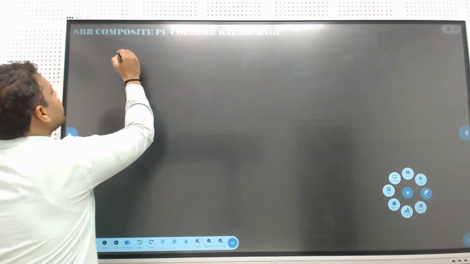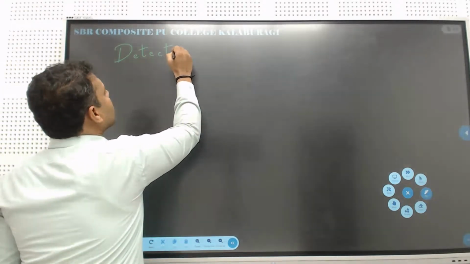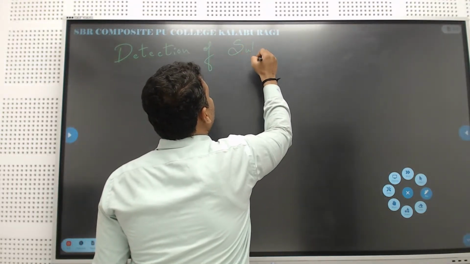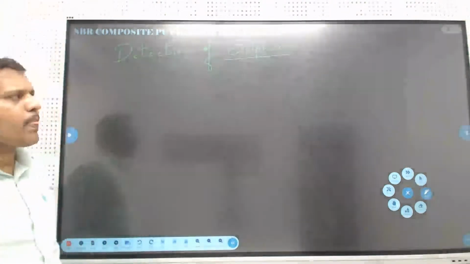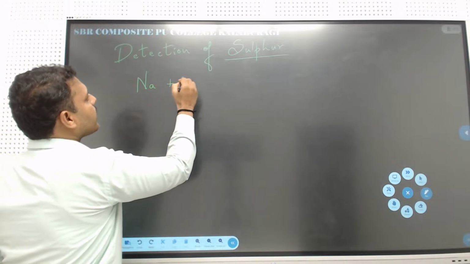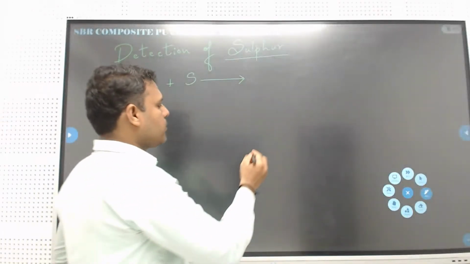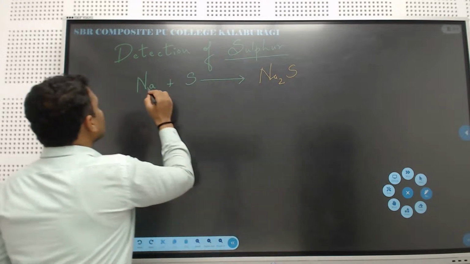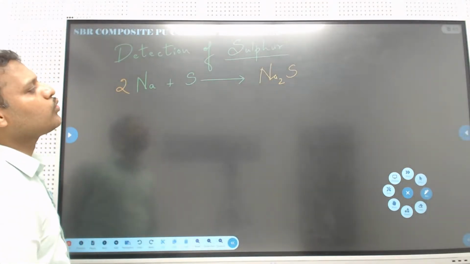Now we will go for detection of sulfur. Detection of sulfur. So basically we can say that sulfur present in the organic compound will combine with sodium to form sodium sulfide. So this sodium sulfide can be detected by means of two reactions.